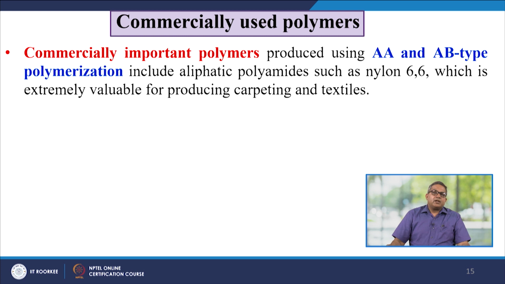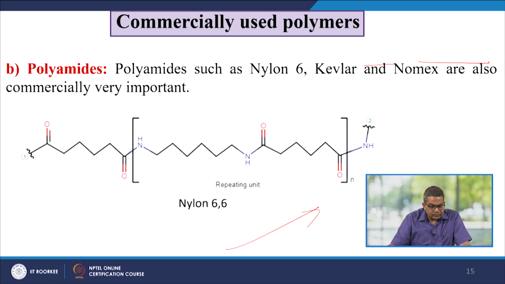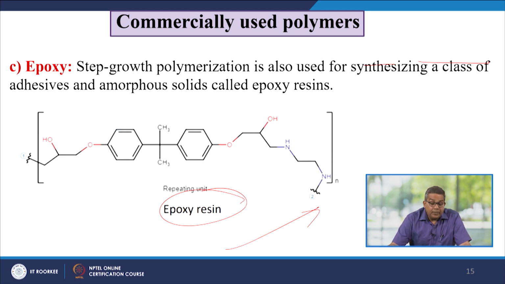There are several polymers which are commercially important. The commercially important polymers are produced by AA and AB type polymerization. This includes the aliphatic polyamides like nylon 66, which is extremely valuable for producing carpet, textiles, clothes, and so on. Another example is polyester, Dacron. Dacron is the material used to wrap cushions to create a sharper and fuller appearance. And for polyamides, this is nylon 66. The polyamide nylon 66, Kevlar, and Nomex are also very important commercially available polymers. Epoxy: step growth polymerization is also used for synthesizing a class of adhesives and amorphous solids, and they are called epoxy.